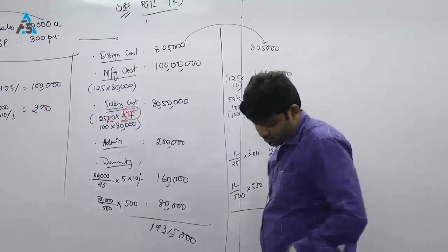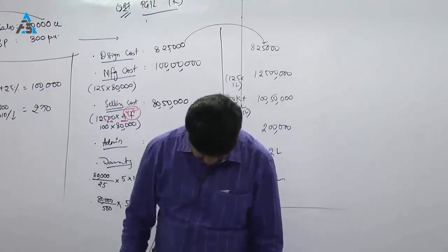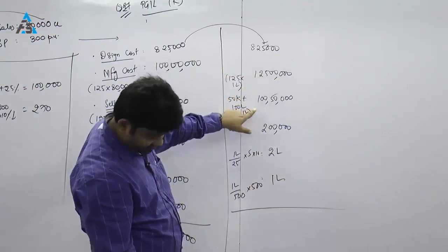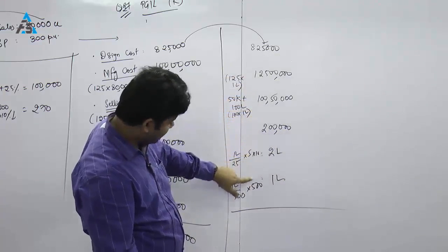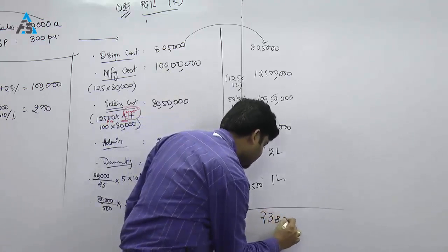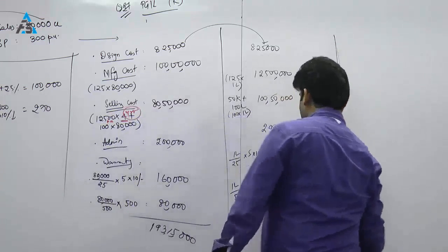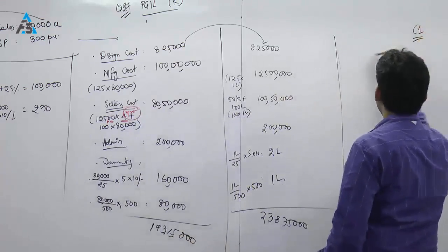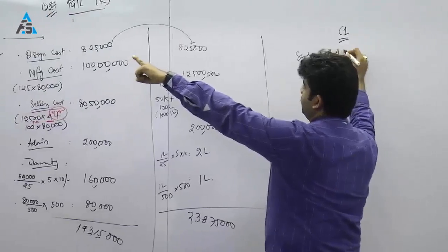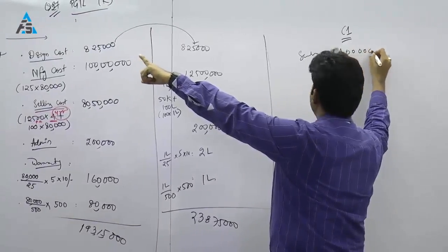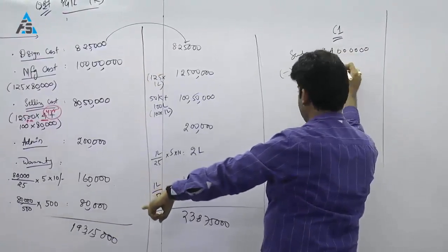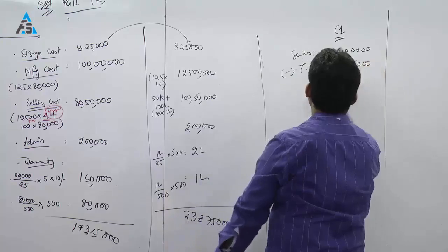And my total cost in turn will work out to be, so 8,25,000, 1 crore 25 lakhs, 1 crore 50,000, 2 lakh, 2 lakh, 1 lakh, total works out to 2,38,75,000. So 2,38,75,000, these are my total costs. Now case 1, total sales are 2,40,000 less total cost of 1,93,15,000.